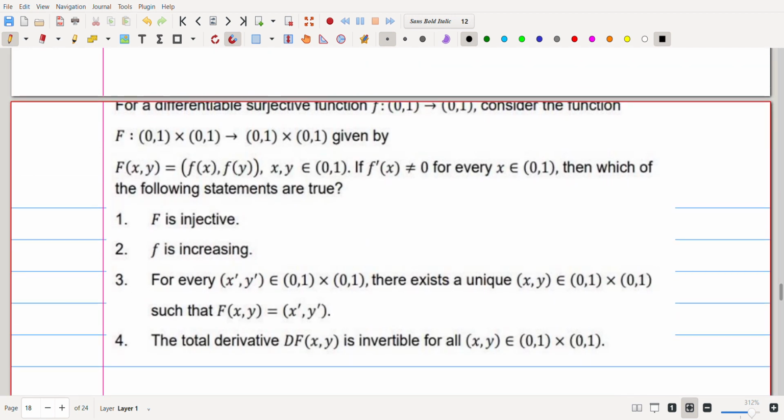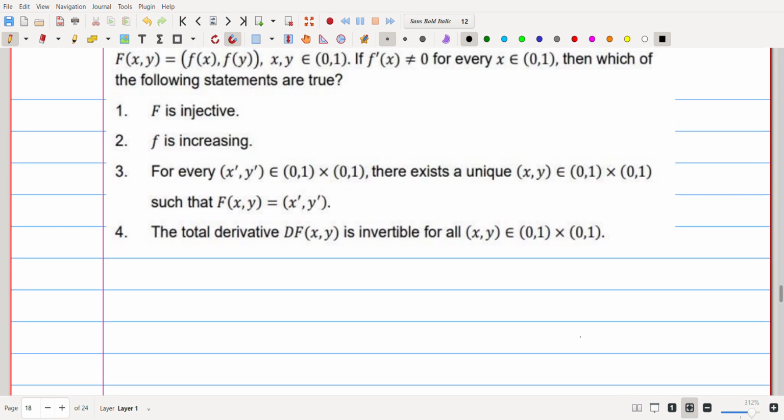Okay, move to the next one. It's a very nice problem: for a differentiable surjective function f from [0,1] to [0,1], consider the function capital F given by F(x,y) equals (f(x), f(y)), and f'(x) is not equal to 0 for every x.